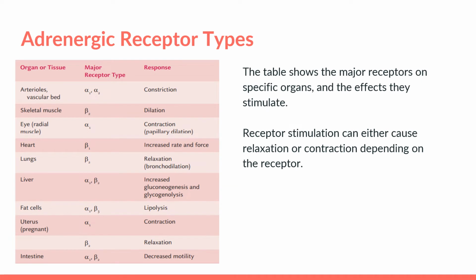As we can see in the following table, different organs in the body have different major adrenergic receptors, which elicit different responses. For example, when the alpha receptors in the vascular smooth muscle cells are stimulated, they lead to vasoconstriction, whereas the beta-2 receptors on the vascular muscles lead to dilation. Or, when the beta-1 receptors of the heart are stimulated, they lead to increased heart rate and increased heart contractility.